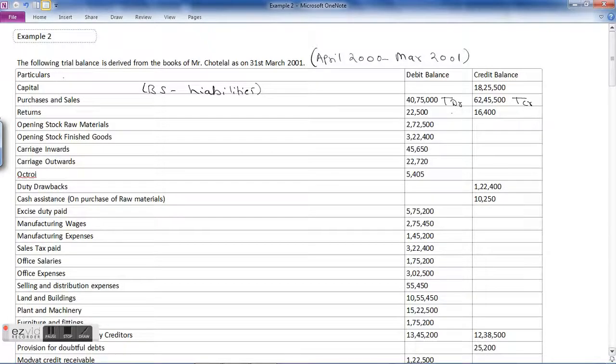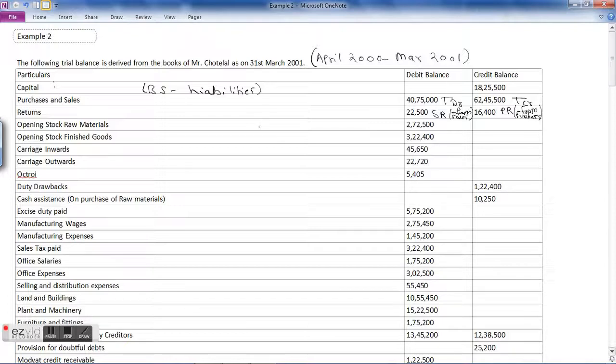Then returns. Returns is a purchase and sales return. So your debit balance means it's a sales return. So it will be deducted from sales in the trading account. Then this is purchase return. So it has to be reduced from purchases in the trading account.